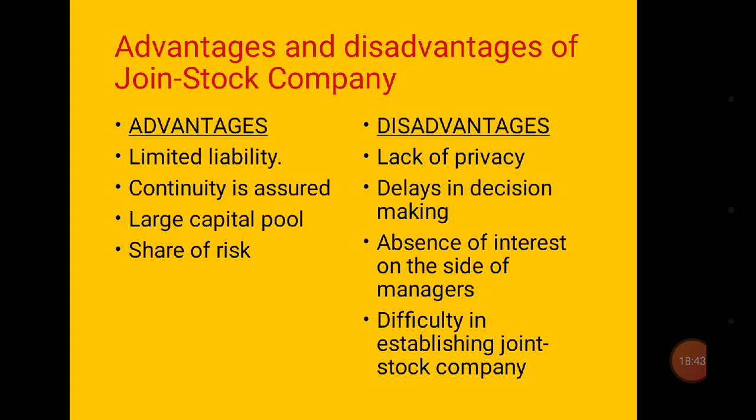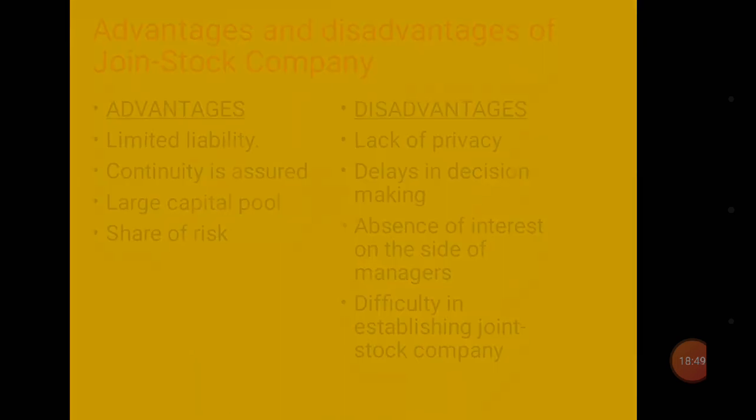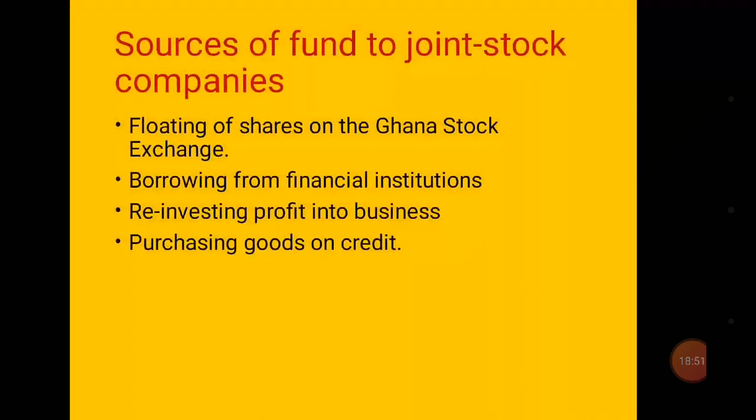Then another disadvantage is that joint stock companies are very difficult to establish, because there are a lot of legal issues surrounding joint stock companies. There are lots of legal requirements you must meet before you'll be able to establish one. And sometimes pulling all the people together is very difficult, so it's not easy to start. How do joint stock companies get their funds?